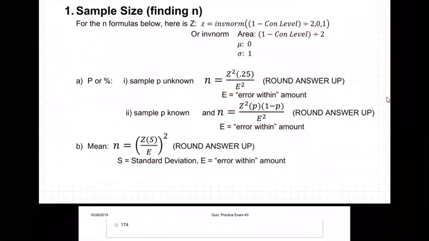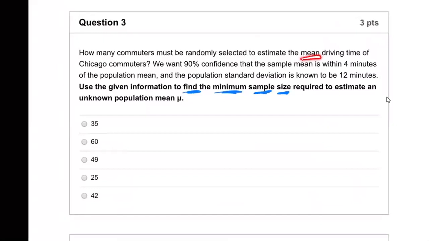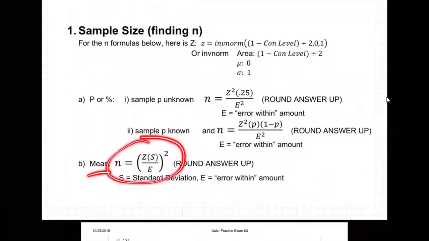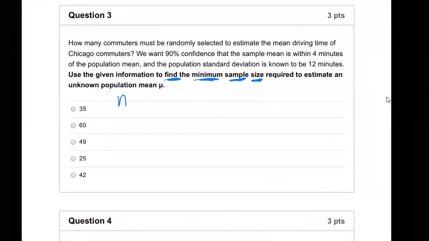Well, what we're going to do is figure out, is it a percentage or is it a mean? Let's go back and look. Question 3, is it a mean? Look at that, mean, right there. So it's a mean, there's our formula. Z times S over E squared, round answer up. Okay, I'm going to write that out. There it is, there's our formula. N equals Z times S over E, the whole thing squared, and round answer up. I just got that off the exam 3 notes.